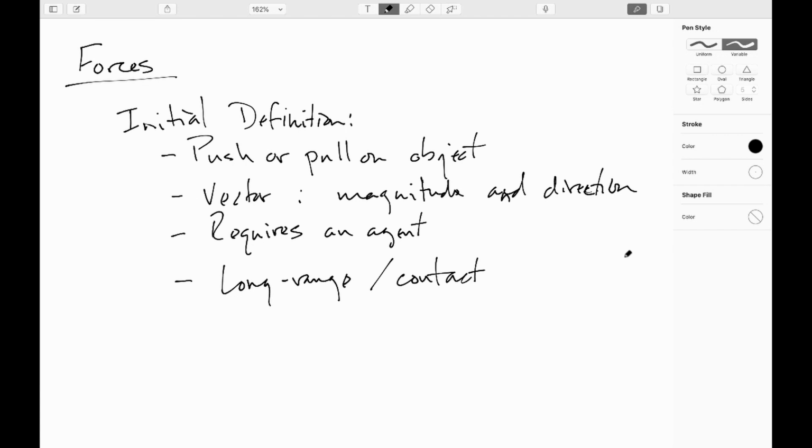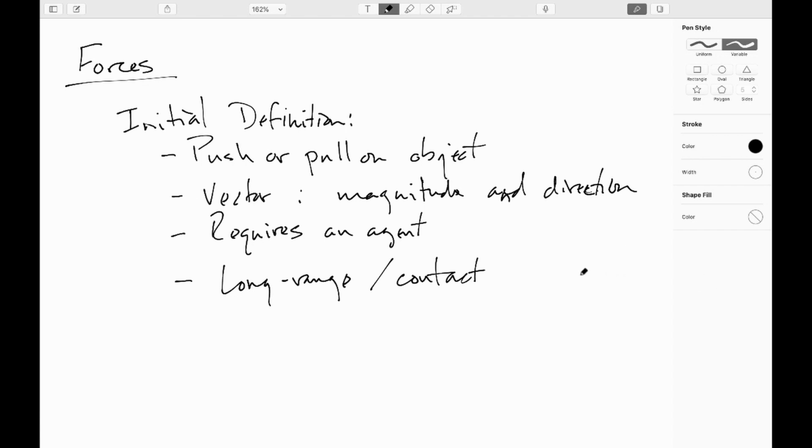It'll turn out that we can blame the contact forces mostly on the electric force due to entire collections of molecules interacting with entire other collections of molecules via the electric force.